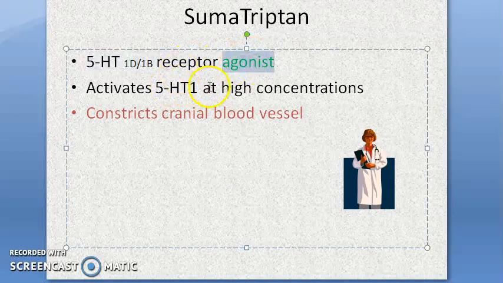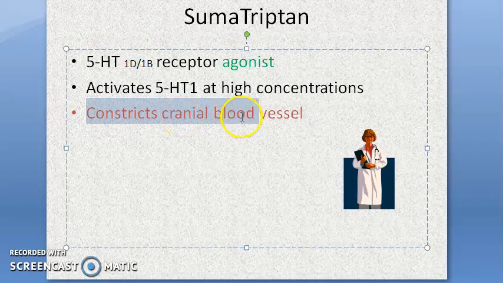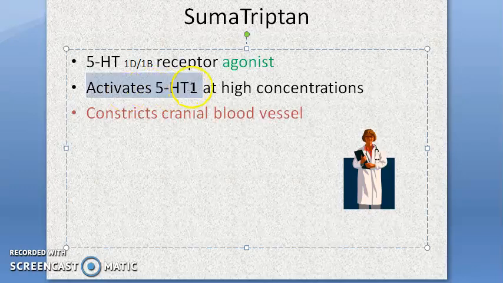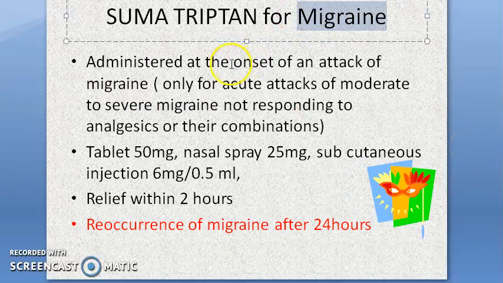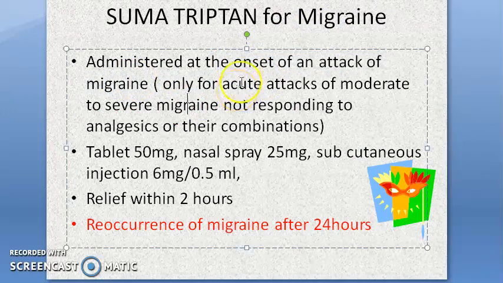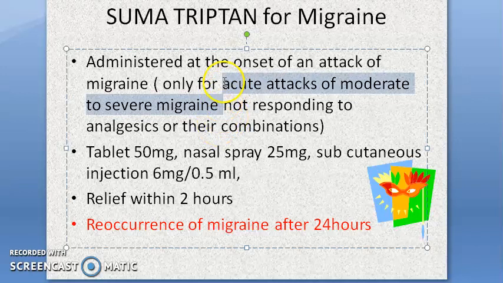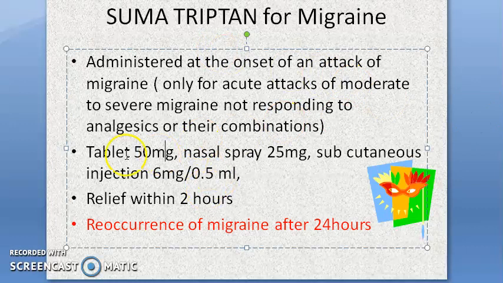Hence, it works similar to serotonin. It will constrict blood vessels, cranial blood vessels in this case, and even the carotid artery. It activates 5-HT1 at higher concentrations. For migraine, you should give it at the onset of an acute attack of moderate or severe migraine. If the person is not responding to analgesics or their combinations, then you can give Sumatriptan. You can give it by tablet, nasal spray or subcutaneous injection.